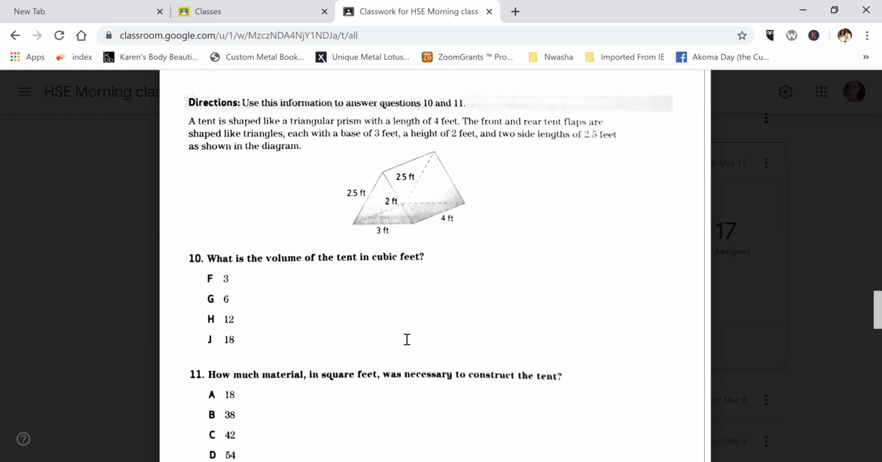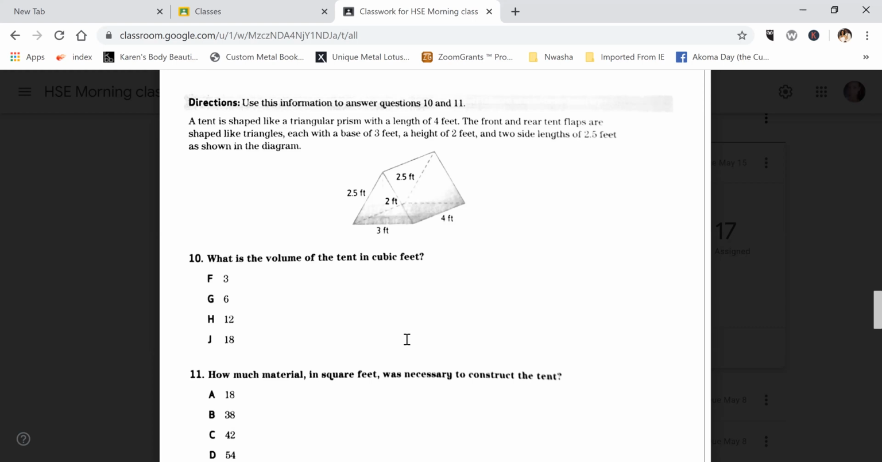So the volume is going to be find out the triangle and then multiply by height, which is really the 4 feet number. Is that making sense? Okay.